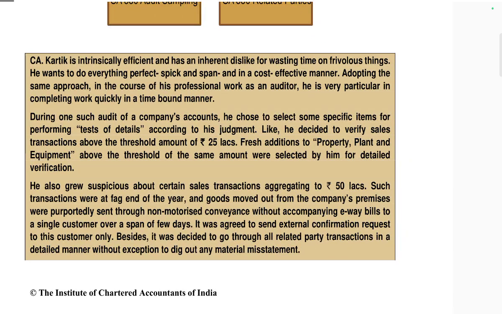Say Karthik is intrinsically efficient and has an inherent dislike of wasting time. He wants to do everything perfectly and in a cost-efficient manner. Adopting the same approach in his professional work as an auditor, he is very particular about completing the work quickly and in a time-bound manner. During the audit of the company's accounts, he chose to select some specific items for tests of controls according to his judgment. He decided to verify every sales transaction above the threshold limit of 25 lakhs and every fresh addition to property, plant and equipment above a threshold amount selected by him.